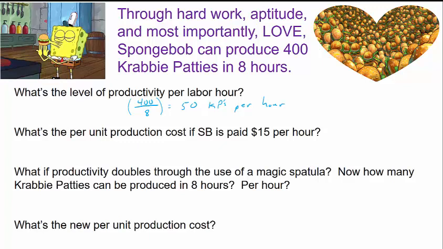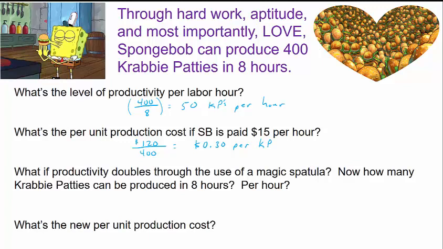Now, it says that SpongeBob makes $15 an hour, right? So that means on a regular work day, let's say he works 8 hours a day, and he's paid $15 an hour, that means Mr. Krabs has to pay him $120 during his shift. During his shift, he produces 400 Krabby Patties. So how much does each Krabby Patty cost? Turns out, Mr. Krabs has a cost of production, at least in terms of labor, of 30 cents per Krabby Patty. Okay? So that's how we calculate these things.